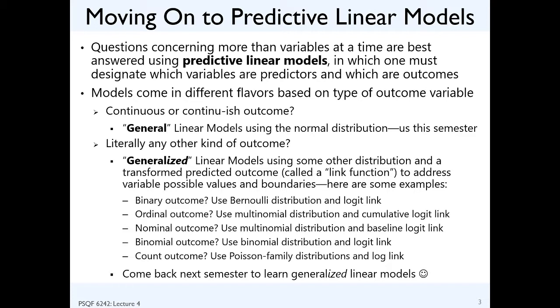So all of these things, I just want to point out, you are not forced to only have models for normally distributed outcomes. There are other kinds of models for other kinds of outcomes. We just can't get there in one semester. But come back.